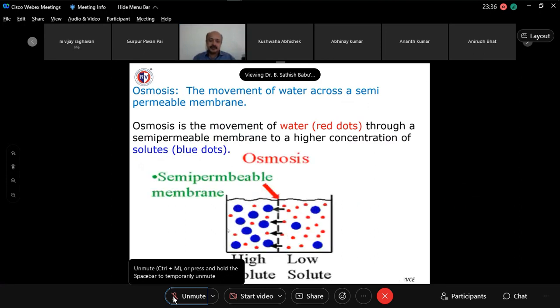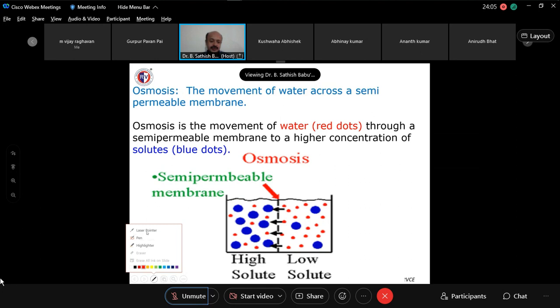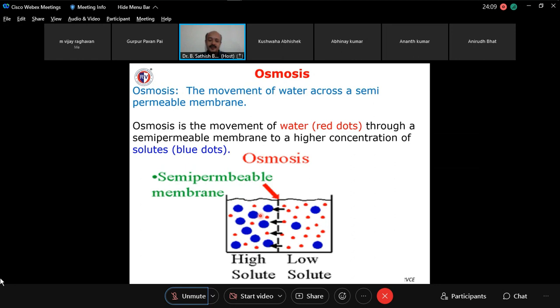So this diagram I showed the other day. Here, these red dots are water molecules, and blue dots are dissolved salts or other impurities. During the normal osmosis process, what happens? There is movement of only water molecules through the semi-permeable membrane. So these red dots are moving through the semi-permeable membrane.